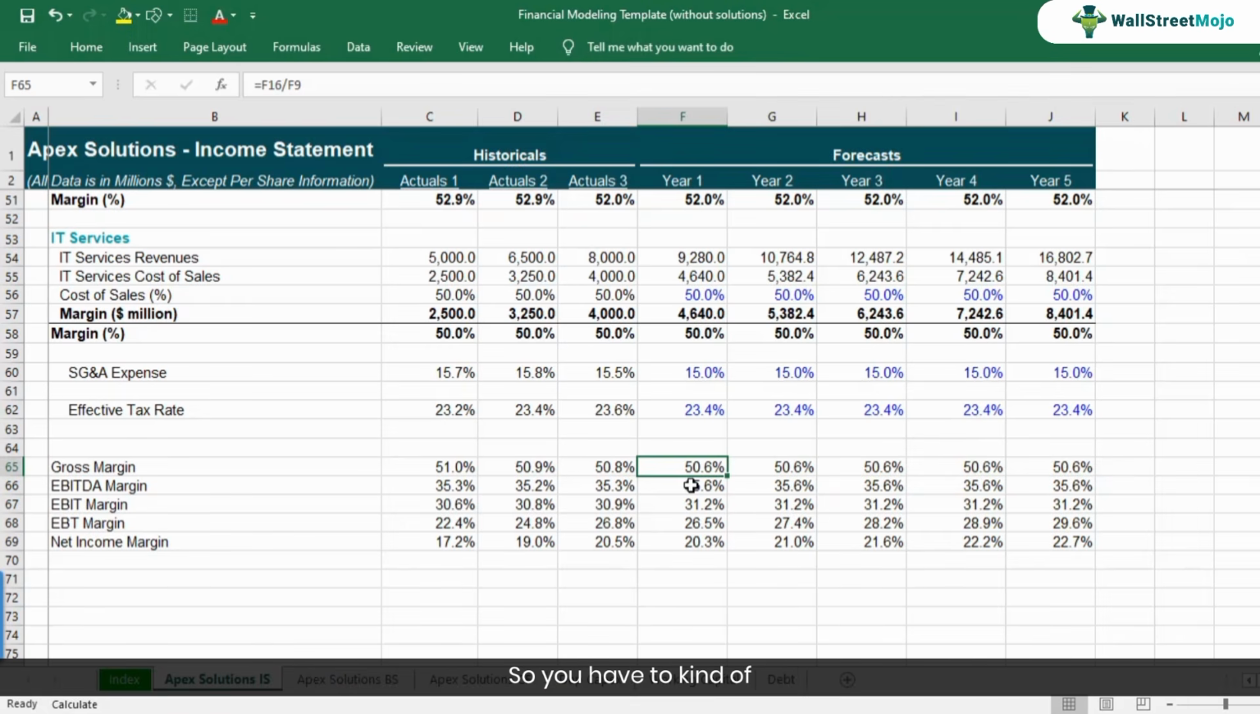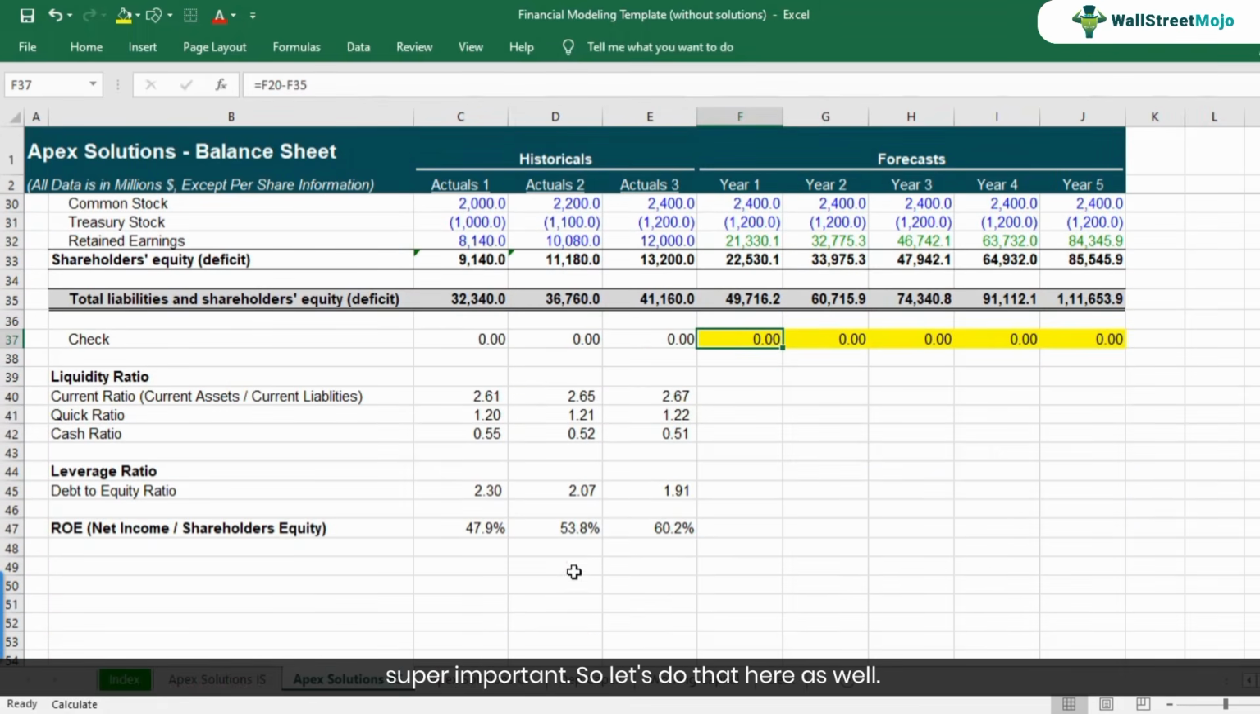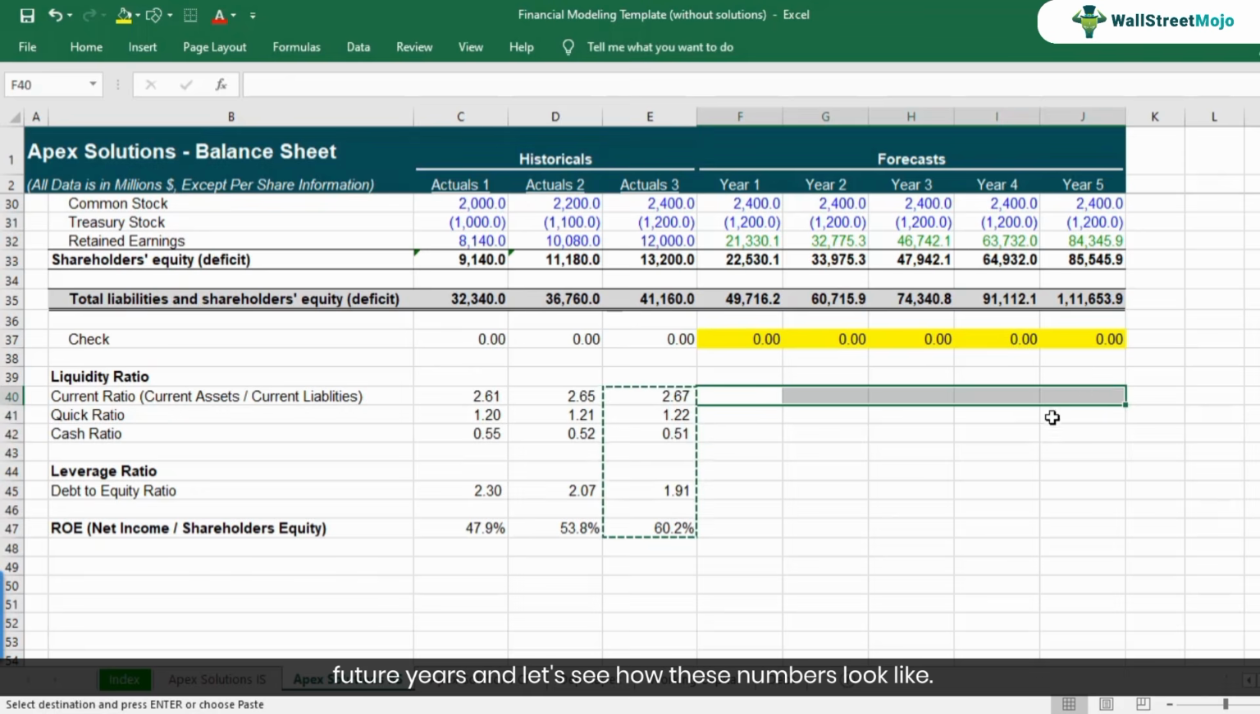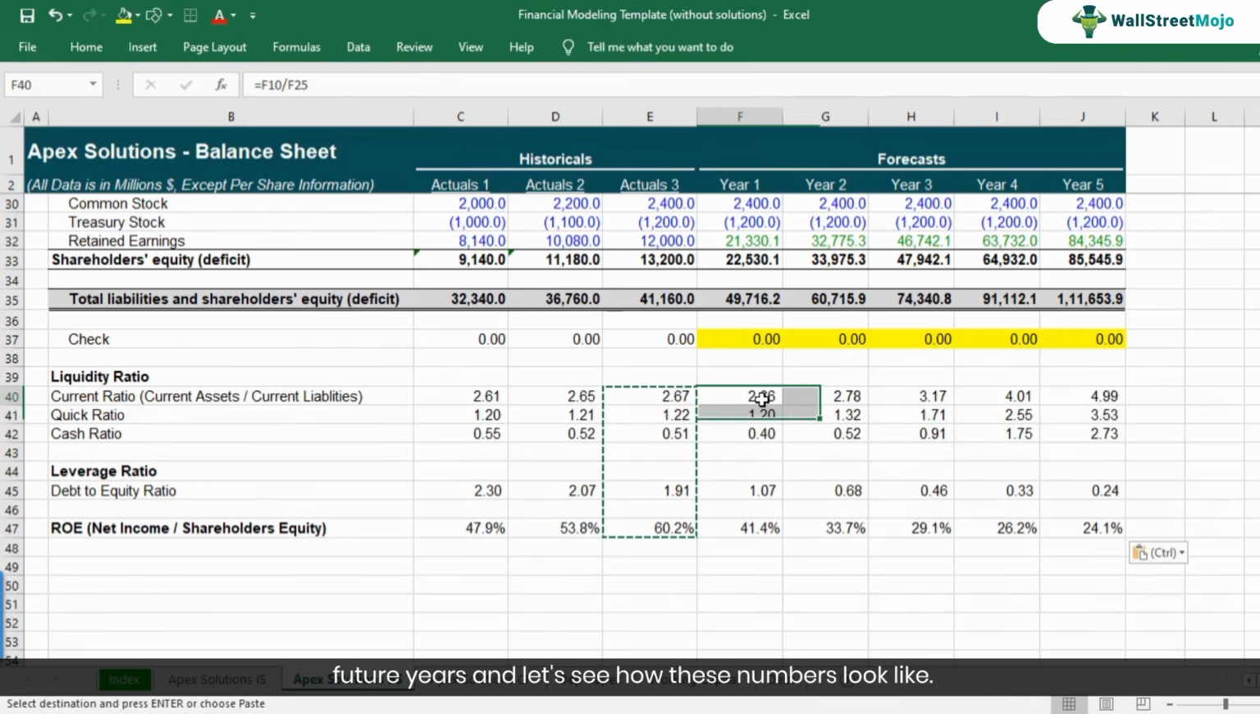So you also have to understand and figure out how the EBITDA margins, EBIT margins, and net income margins are going to perform in the future. And doing this kind of profitability analysis, and the ratios which we calculated in the balance sheet, becomes super important. So let's do that here as well. I'll just copy this and paste it for future years, and let's see how these numbers look.